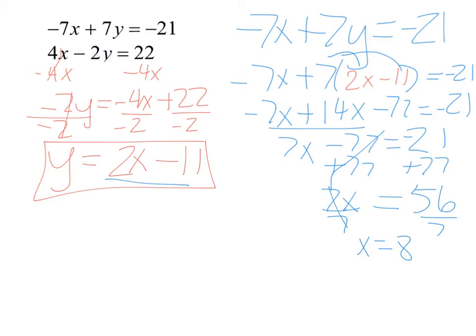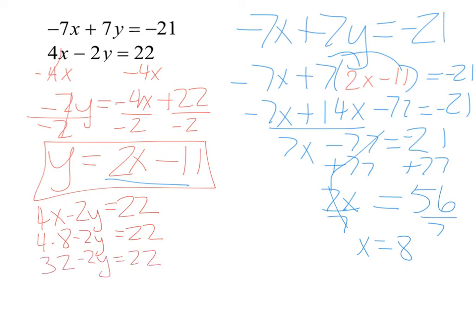So I am going to plug it into the second equation. Okay, so 4 times 8 minus 2y equals 22. So we get 32 minus 2y equals 22. Subtract the 32 on both sides. We get negative 2y equals negative 10.